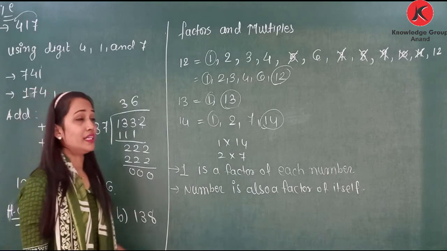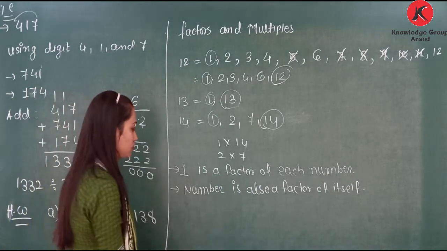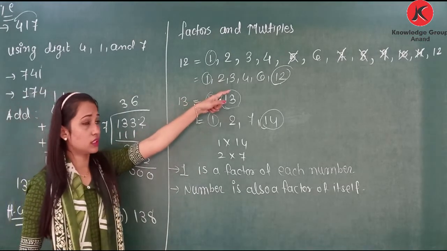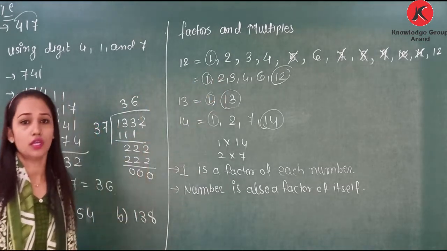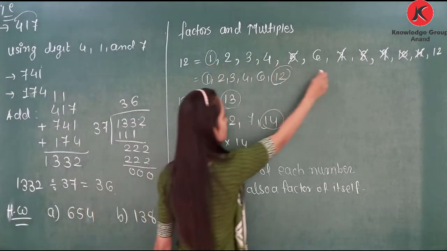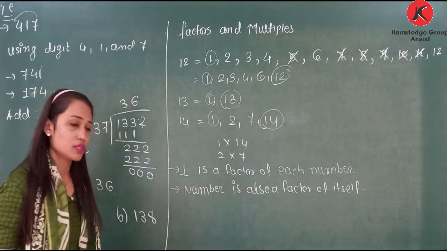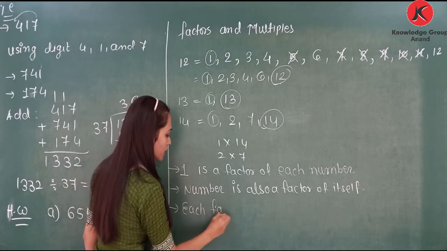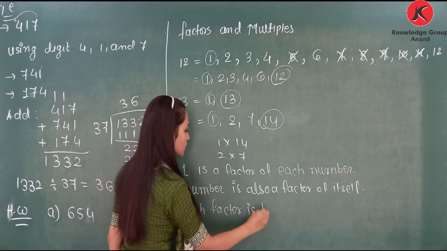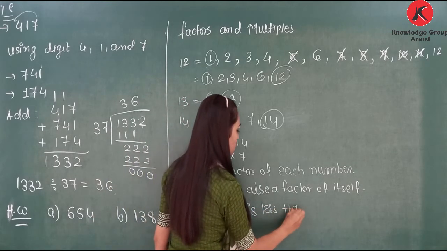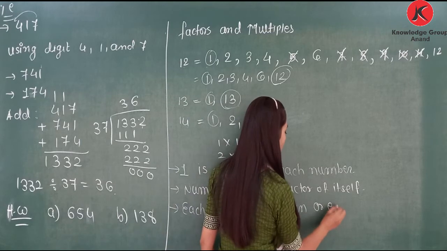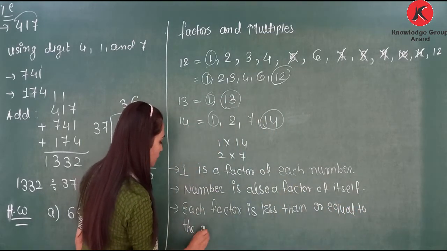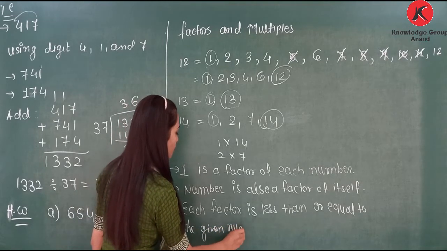Now, if we take the multiple, what are the multiples? First, you can also write one more rule: each factor is less than or equal to the given number. These are all factors that are less than or equal to the given number. That is also one rule. Each factor is less than or equal to the given number.